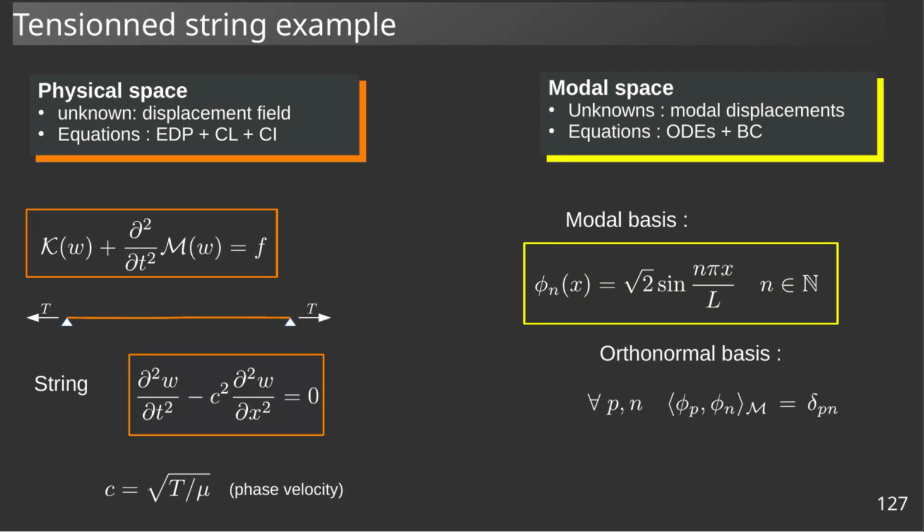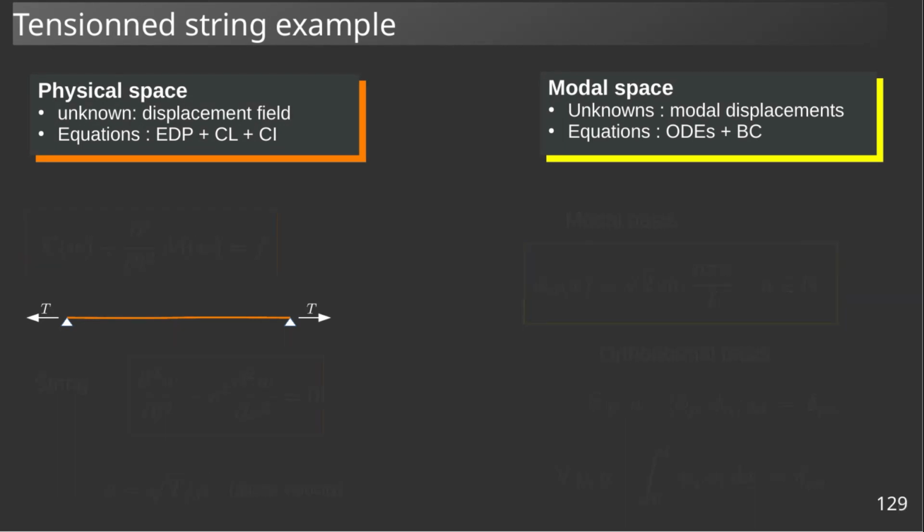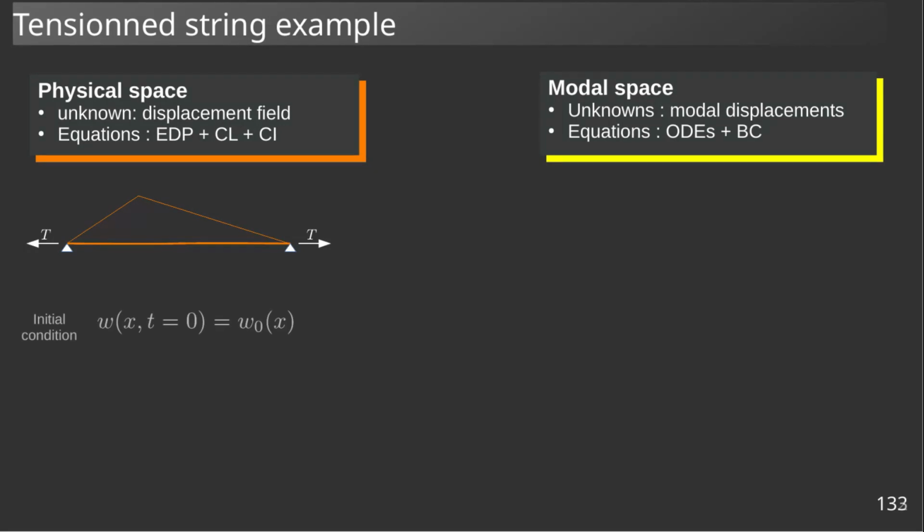Indeed, the scalar product in the sense of mass is simply written in this case as the integral between 0 and L of the product phi p phi n, which is 1 if the amplitude of the modes is equal to square root of 2. The particular problem we are going to solve is that of a plucked string. That is to say that it's pulled from its equilibrium position at any point, then released at t equals 0. The initial condition is noted W0 of x.